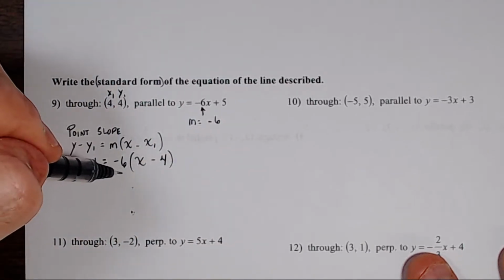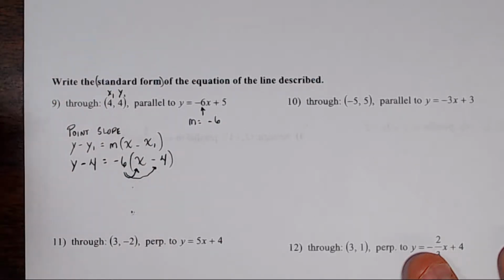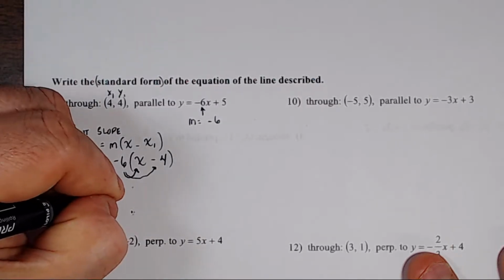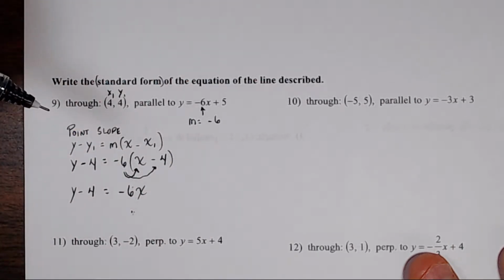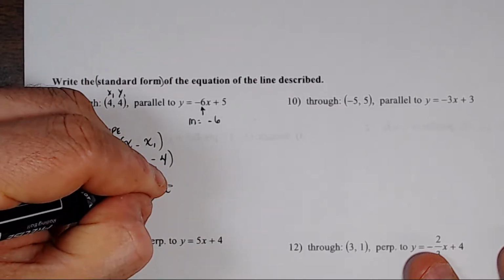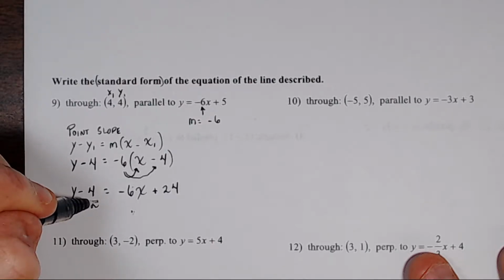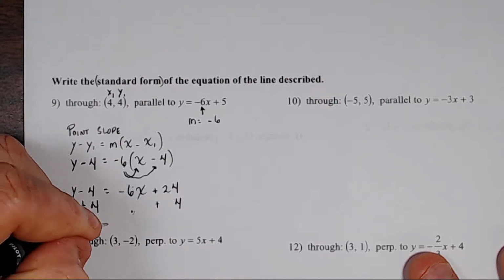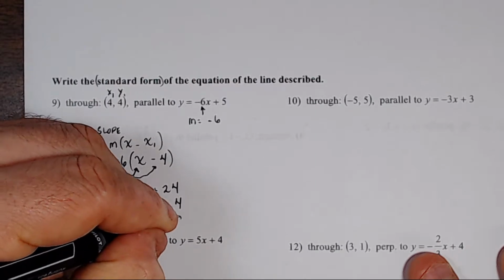Well, now my goal is to distribute the negative 6 inside the parentheses. So just y minus 4 equals negative 6x. Somebody tell me, what is negative 6 times negative 4? Positive 24. Okay, so I'm almost done. I just have to add the 4 on the left to the right. So I have y equals negative 6x plus 28.